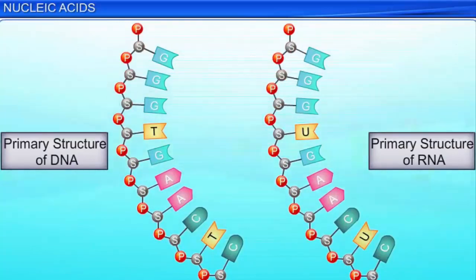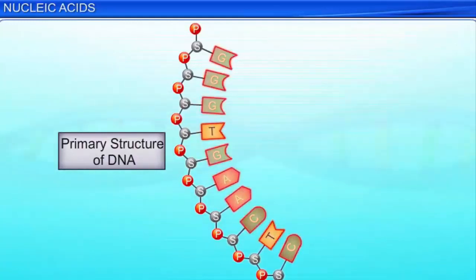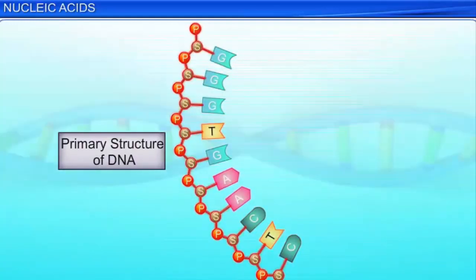or RNA. The sequence in which the 4 nitrogen bases are attached to the sugar phosphate backbone of a DNA strand is called the primary structure of DNA.